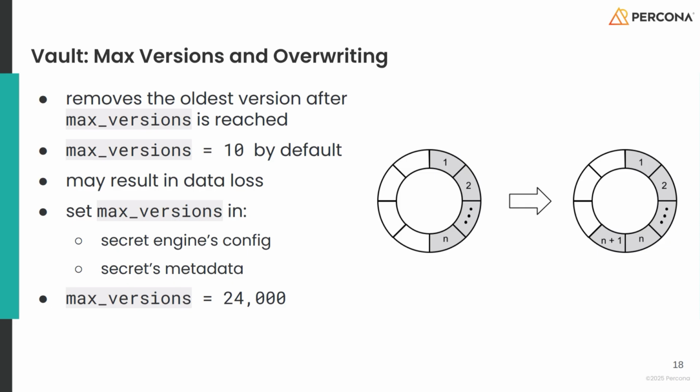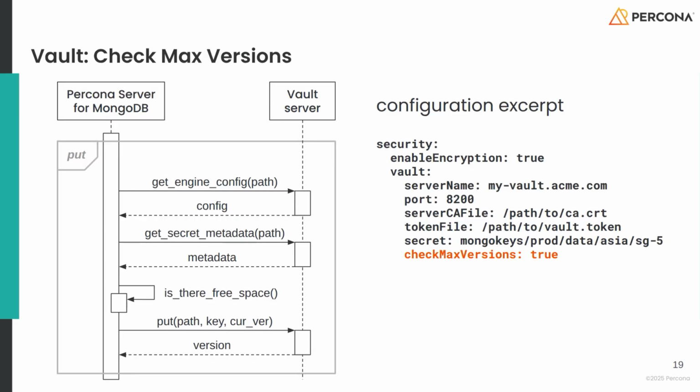And it does so as a part of a compound put operation. So when the check max versions configuration parameter is enabled, which is true by default, Percona Server for MongoDB requests the secrets engine configuration and the secret's metadata from the Vault server. The latter keeps max versions and the current most recent version, so that information is enough to determine if there is an empty space in our imaginary circular buffer.